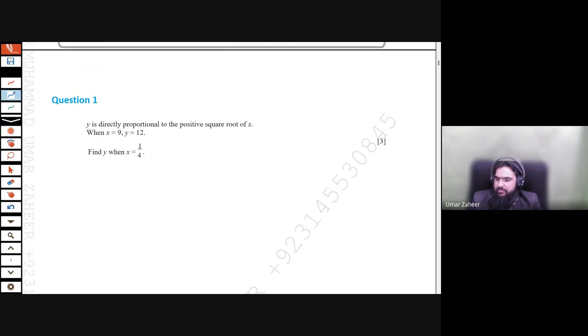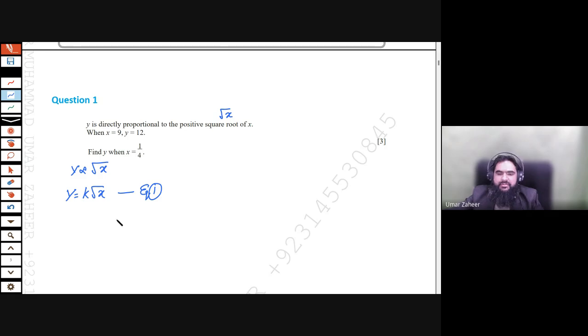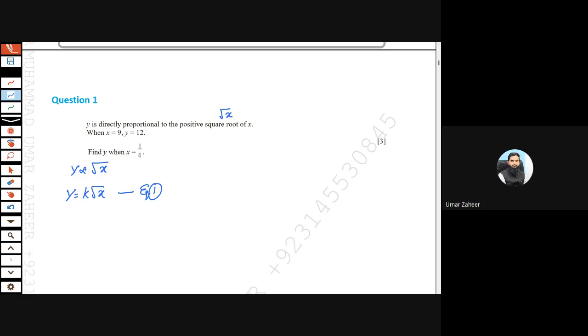Now he says that y is directly proportional to the positive square root of x. Positive square root of x means this value. So we can write it as y is directly proportional to the square root of x. Anyone having a question till here? No, sir. Now make the equation. It will be a constant value, and that will always be your first equation. You have to give the name of the first equation, that is going to be easier for you to understand. So we give the name of the constant value, that is k.